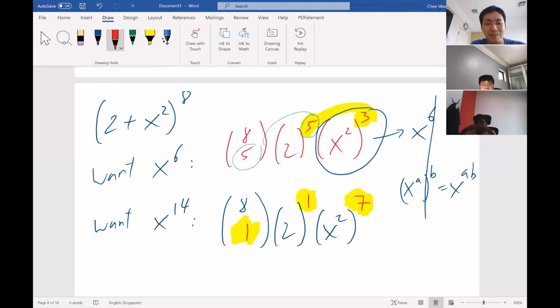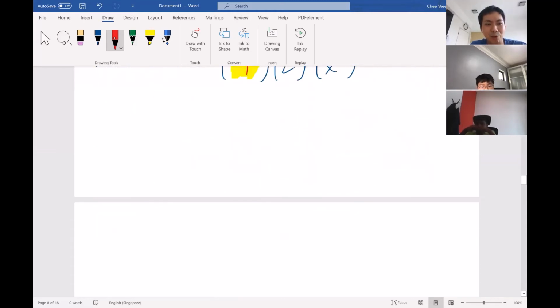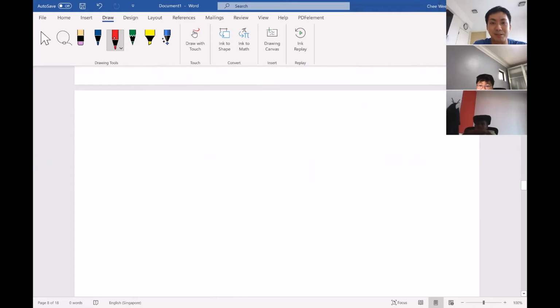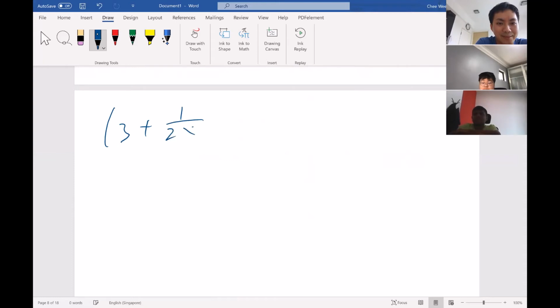Okay, so when you don't have a single simple x, it's always harder this way. So we'll go through a few more numerical examples on this together. Let's say you have 3 plus 1 over 2x to the power of 7. I want x to the power of negative 5, x to the power of negative 3. Okay, Yanis, you will do this one.